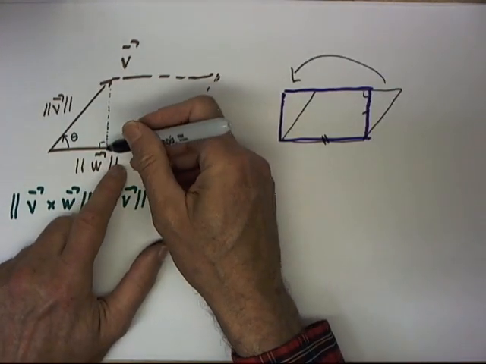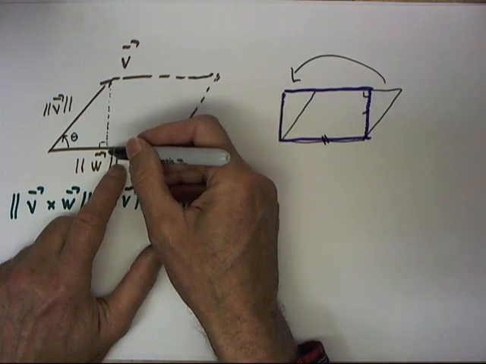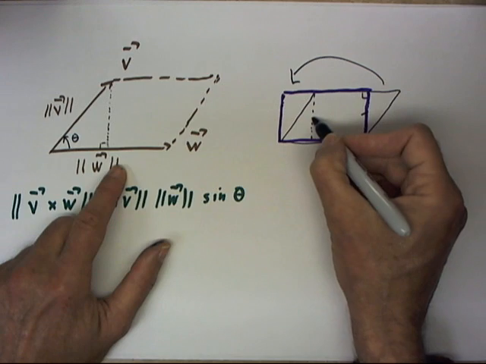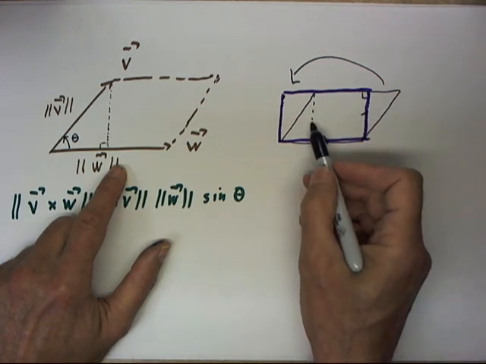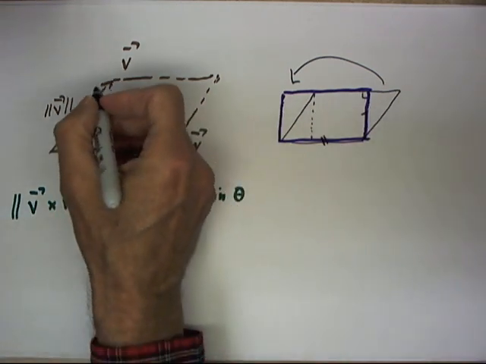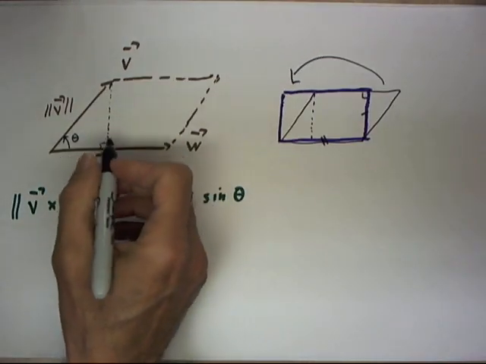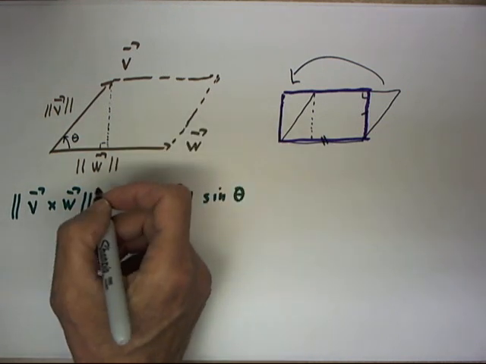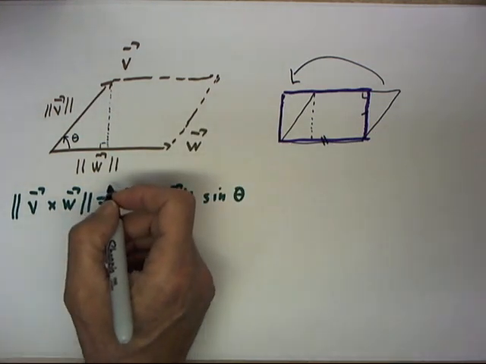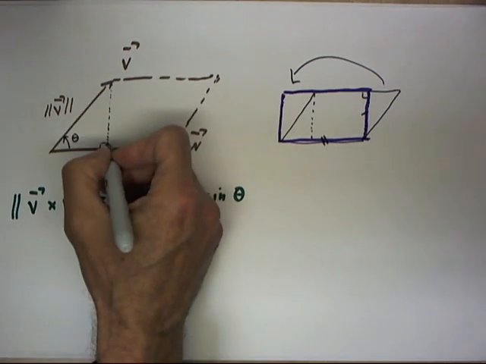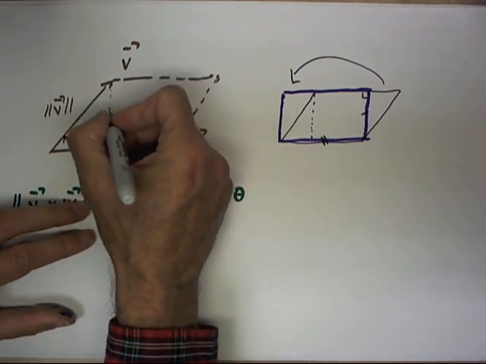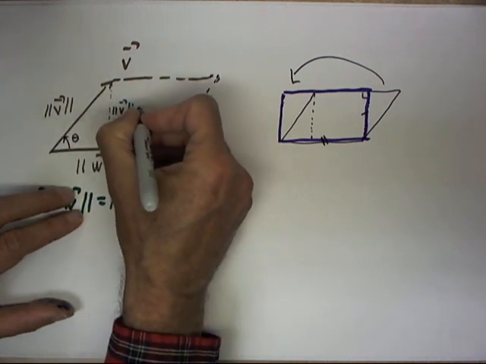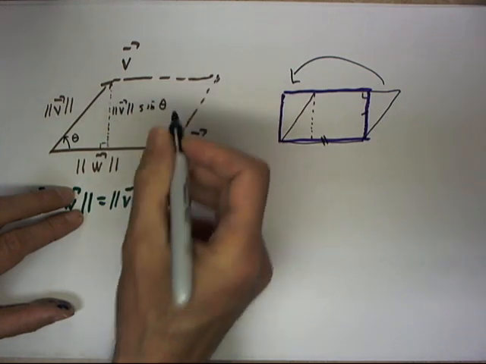an altitude here, a line from the vertex at a right angle to one of the sides, and that would correspond to this line here, which has the same length as this line, so that the length of this line multiplied by the length of the W vector is going to give us the area of the parallelogram. The only question is, what is the length of this line here? Well, that length, if you look at this right triangle, is very clearly magnitude of V sine theta.